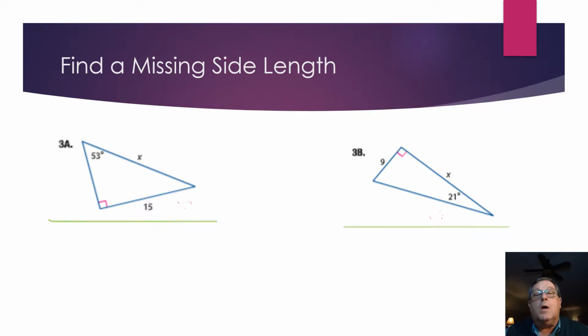Using Sohcahtoa to find a missing side length in a right triangle. So I got a couple of right triangles sitting up here, but let's see. I always like to start when I'm dealing with right triangles to write Sohcahtoa at the top of my page.